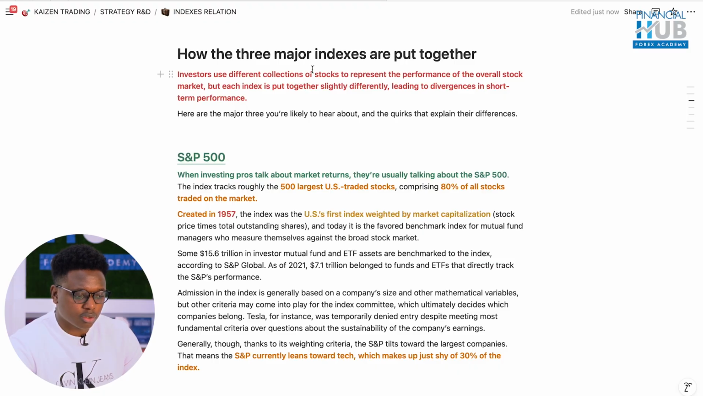So, how are the major three indices put together and how do they relate? Investors use different collections of stocks to represent the performance of the overall stock market, but each index is put together slightly differently, leading to divergence in short-term performance.